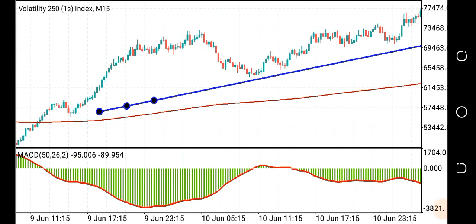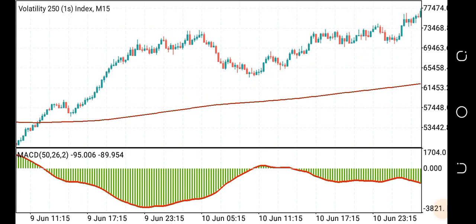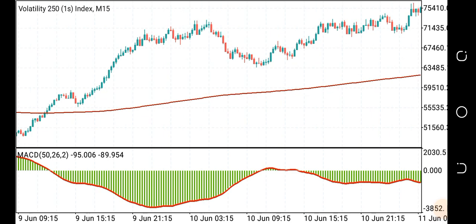Once you identify the trend of the market, the next thing is when to enter the market. Let me show you what you need to do to know whether it is a profitable entry. For entering the market, you make use of the MACD indicator. First thing, we have established the trend of the market. This is an uptrend. So where do we need to enter?